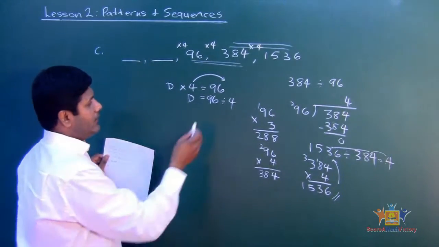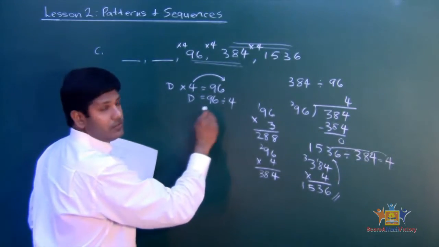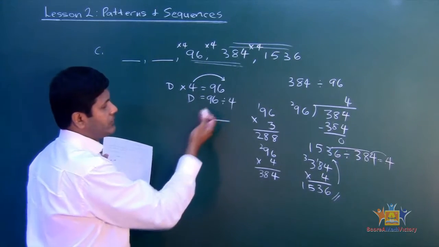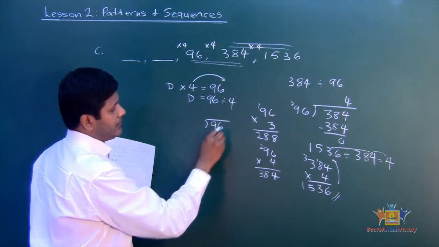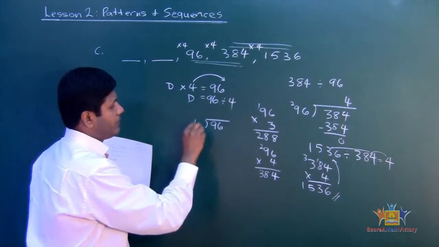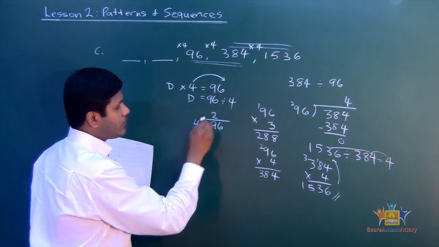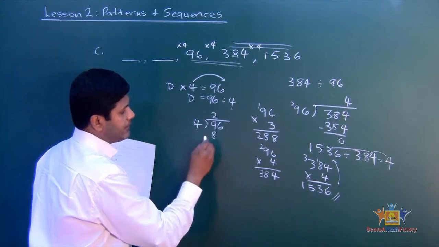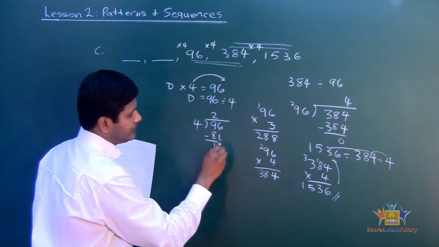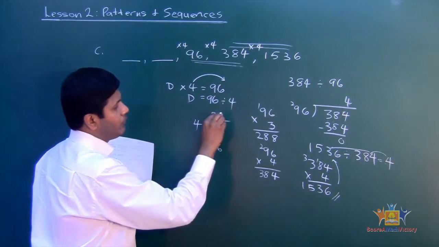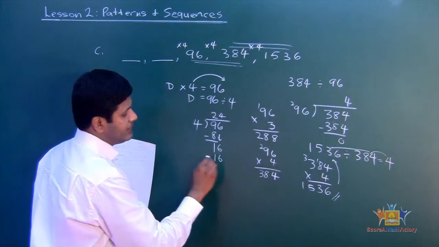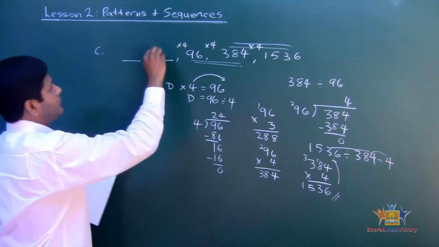See that? Okay, so let's use the long division method, which is using the cage approach. 96, I'll put inside the cage. 4, I put outside the cage. In 9, there's how many 4? 2. 2 times 4 is 8. 9 minus 8 is 1. Bring the 6 down. 16, there's how many 4? 4. 4 times 4 is 16 minus 16 is 0. That means this is 24.